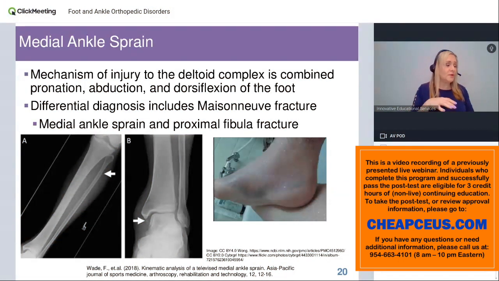Medial ankle sprain, coming on to the other side of our ankle now. The mechanism of injury is going to be a pronation, abduction, and dorsiflexion type of injury. This is often likely to happen when the individual's body weight is going to fall. We might see it in someone who plays soccer, hockey, dancing, skiing.